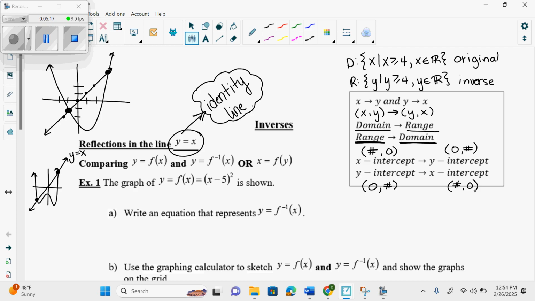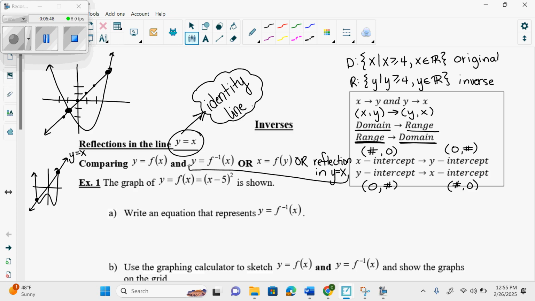Okay. So here it says comparing y equals f of x to y equals f negative 1 of x, x equals f of y, or I could say a reflection in y equals x. All of these are 3 ways of saying, give me the inverse. Okay? If you haven't picked up a pencil or a pen yet, you probably should, because there's lots of things written down.